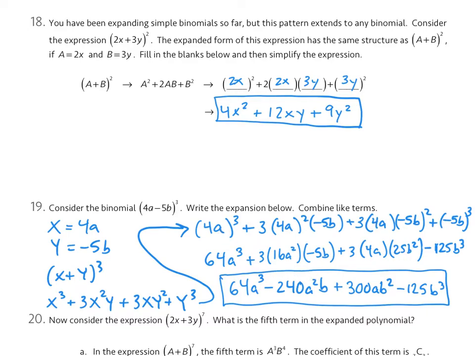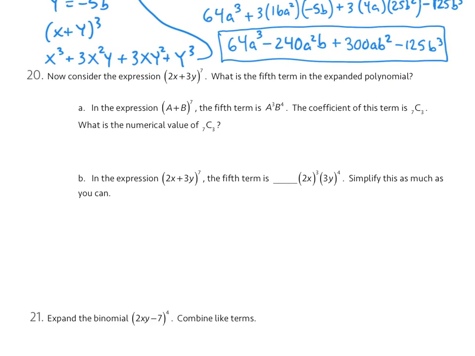Let's do another one. Number 20. Now consider the expression (2x + 3y) to the 7th. What is the fifth term in the expanded polynomial? Well, in the expression (a + b) to the 7th, the fifth term is a³b⁴. The coefficient of this term is 7 choose 3. What is the numerical value of 7 choose 3?